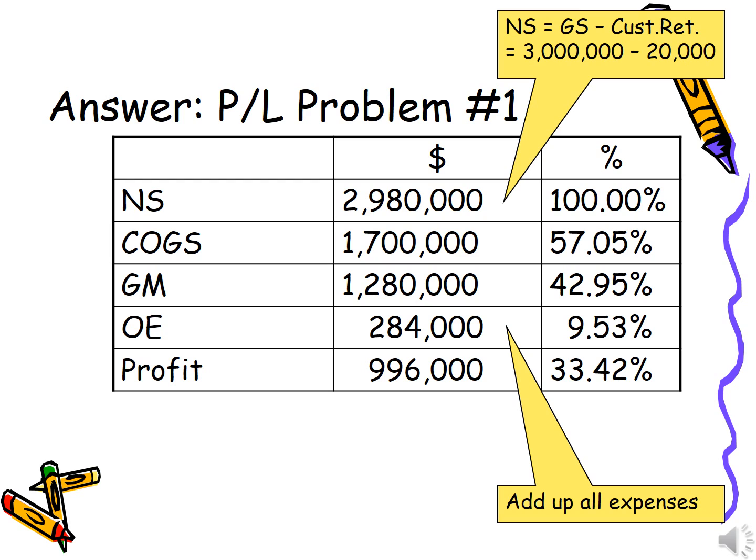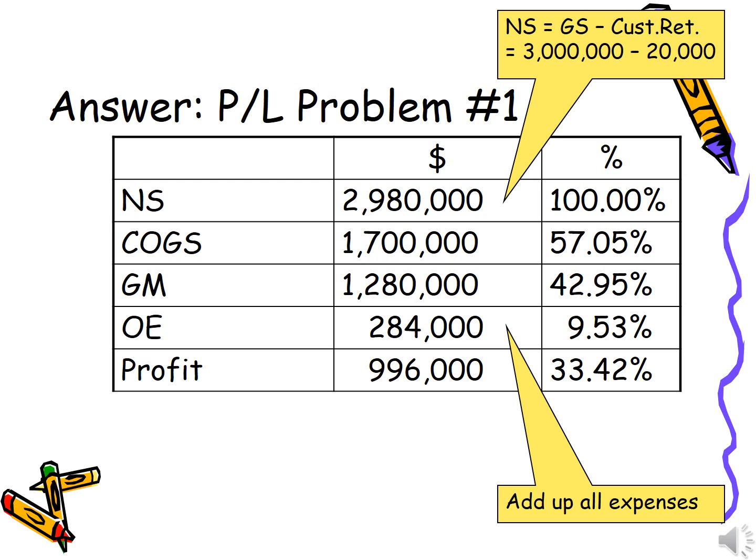Alright, let's check out the answer. So net sales, you have to take gross sales and then subtract customer returns. So that gives us $2,980,000. And for operating expenses, we had to add up all the expenses that were listed, including salaries, advertising expenses, utilities, miscellaneous expenses, and rent.